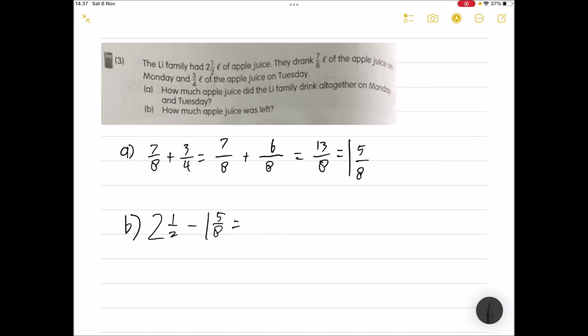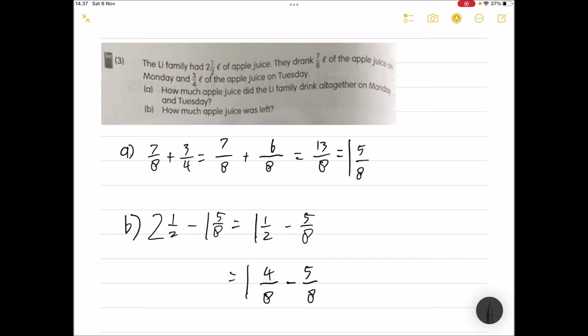Now 2 minus 1 will become 1. So 2 1/2 minus 1 is 1 1/2. But remember, we still have to minus 5/8. Now again, we have to create a common denominator. I will let the 1 stay, which is the whole number. So what is the common denominator that we can get? I will get 8 and 8. So now I ask myself, 2 to 8, multiply by 4. So I do the same with the numerator. 1 multiplied by 4 becomes 4. 8 multiplied by what to become 8? Multiplied by 1. So I do the same thing with the numerator. 5 multiplied by 1 becomes 5.